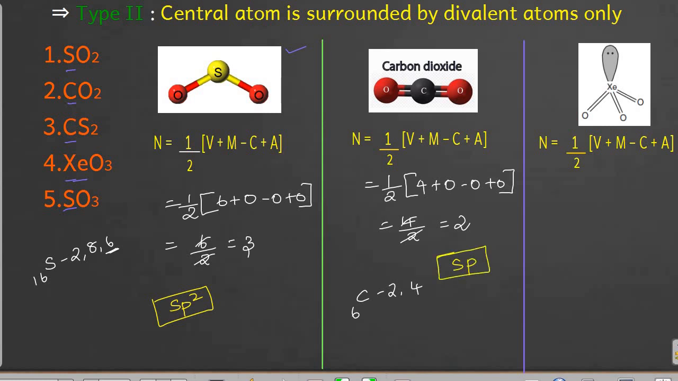Let's move to the next one, and here this one is xenon trioxide. We know that for xenon, the outermost electron is 8, because it is a noble gas. So 8 plus, there is no monovalent as well as no cation and no anion. So just write all zeros. So 8 divided by 2, you will get 4. 4 means the hybridization is sp3 hybridization. So you can identify the hybridizations very easily. These all come under type 2.